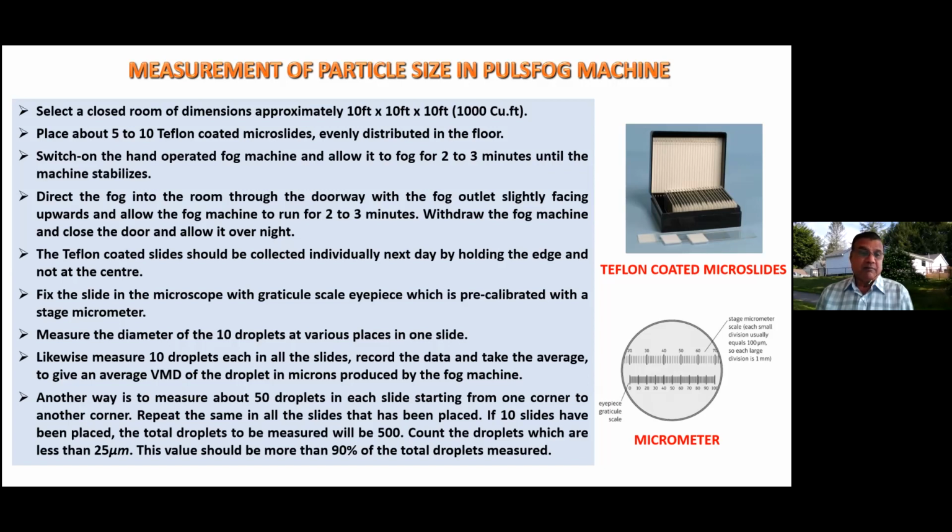Count the droplets which are less than 25 micron. This value should be more than 90% of the total droplets measured. If about 450 or more than 450 are less than 25 micron, then it is 90% of the total droplets measured, and you can be sure that your pulse fog machine is working okay.